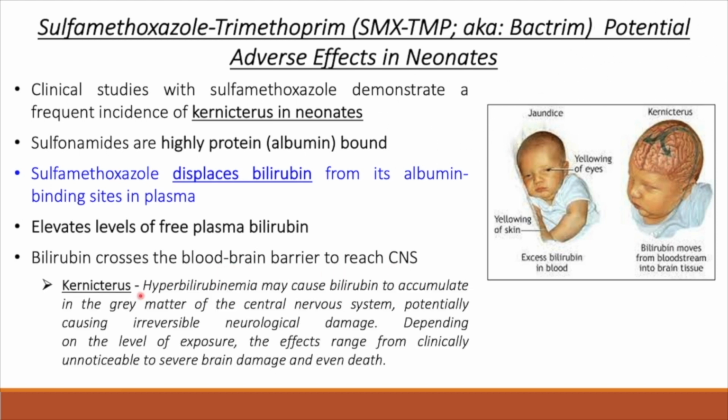Kernicterus results, and here's a definition for kernicterus. Hyperbilirubinemia that results from the displacement of bilirubin from albumin by sulfamethoxazole may cause bilirubin to accumulate in the gray matter of the central nervous system, potentially causing irreversible neurologic damage. Depending on the level of exposure, the effects range from clinically unnoticeable to severe brain damage and even death.